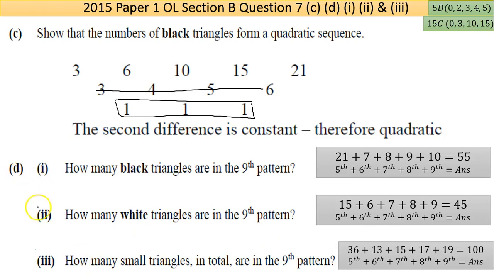That's part D, parts 1 and 2, and then part 3: how many small triangles in total are in the 9th pattern? We're going to be adding the 45 and the 55, and that gives you your 100. So each part follows on.